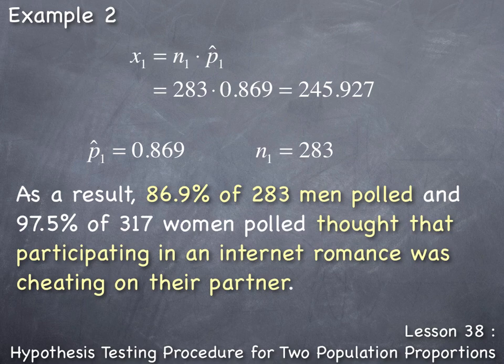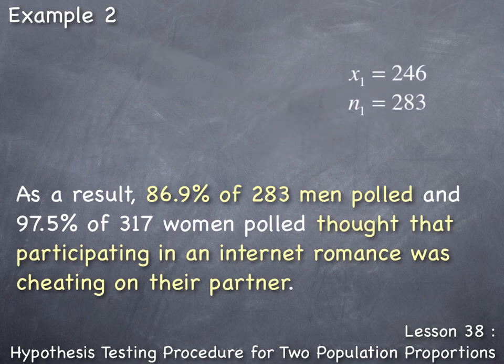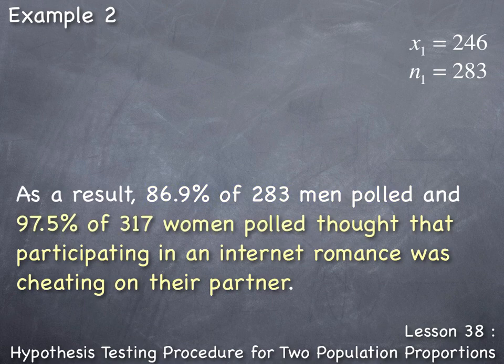245.927. But remember, the data value x is a count, which is discrete, so it needs to be a whole number. The reason for the 245.927 is because the sample proportion was rounded off, so it introduced some round-off error in our calculation. So rounding off this value to the nearest whole number, we find that x1 actually equals 246. So here's our first sample results of the men.